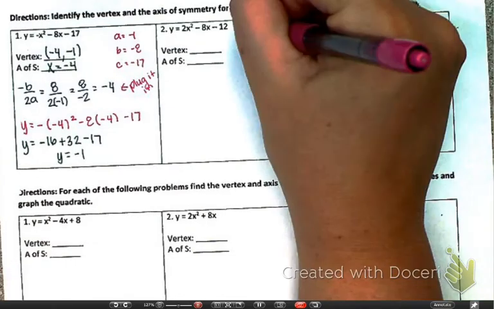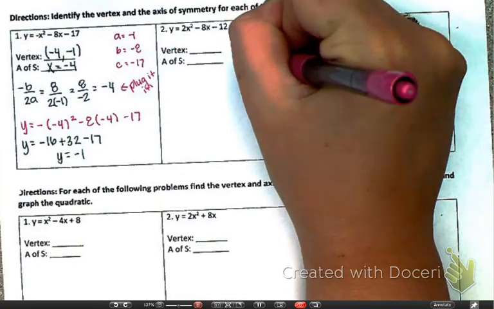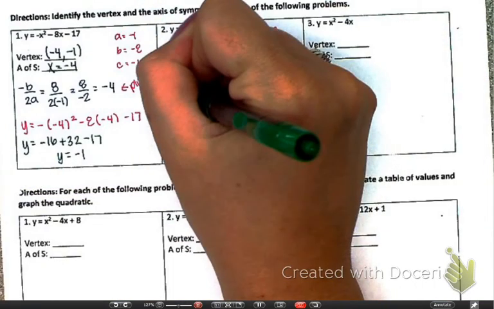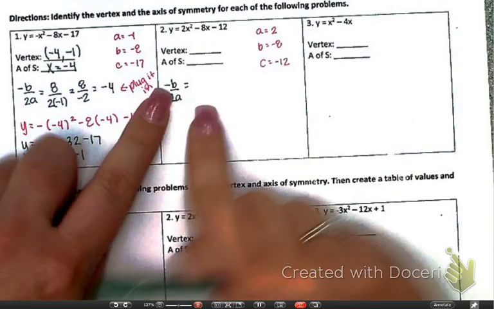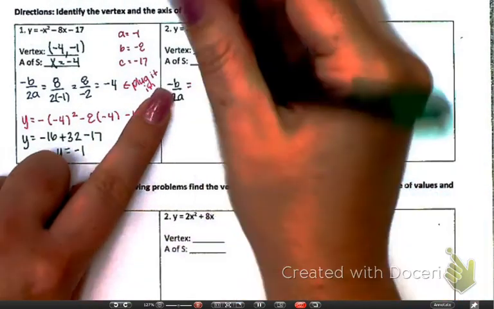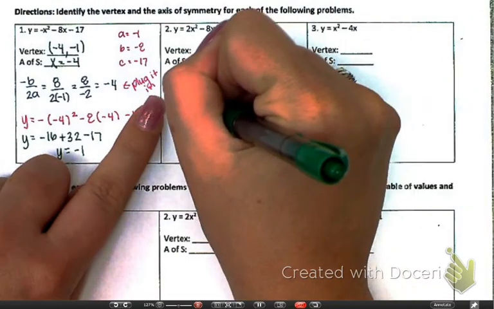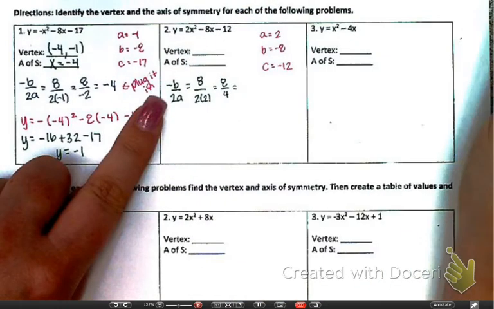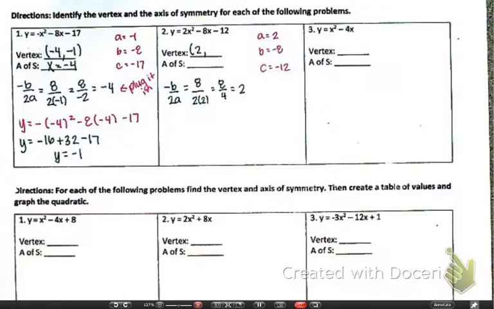What is A? B? And C. Okay, so I'm plugging it into negative B over 2 times A. This is negative, plus I'm plugging in a negative 8. So it becomes a positive 8, all over 2 times 2, or 8 divided by 4 is 2. That is the x value of your vertex.